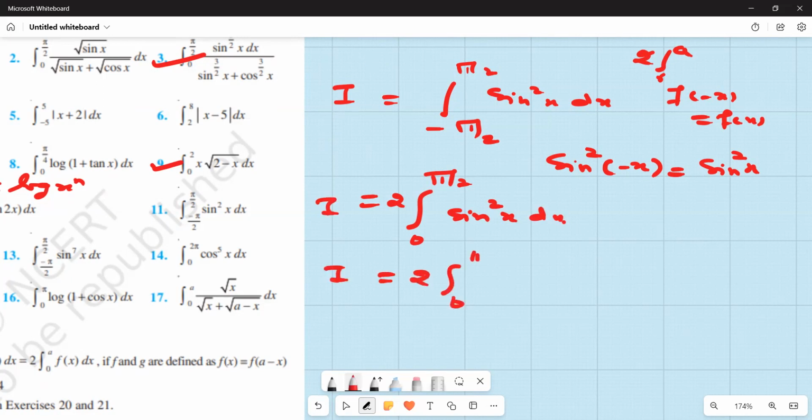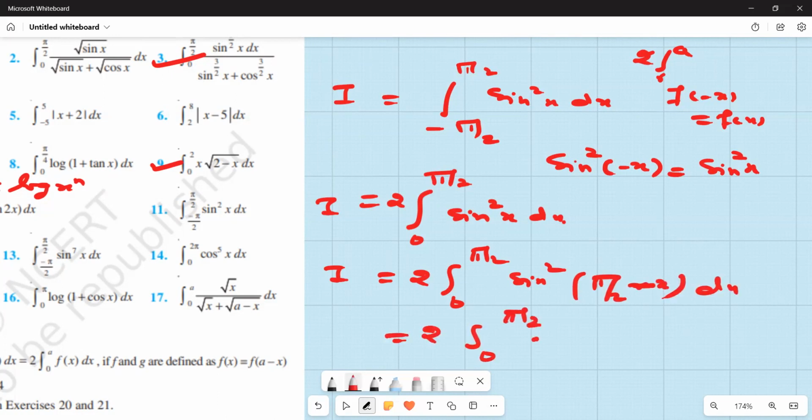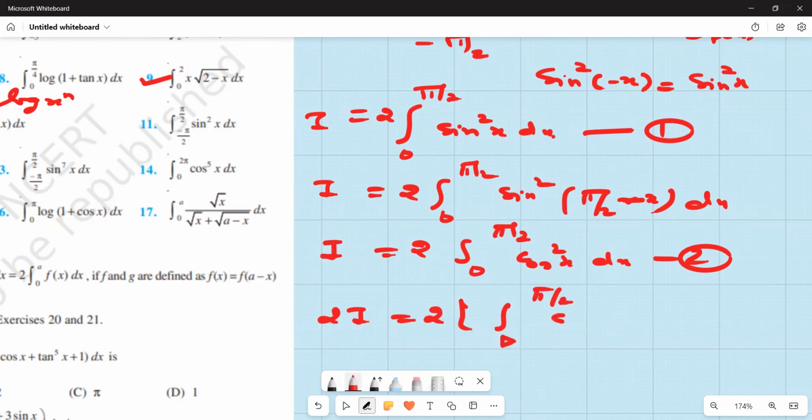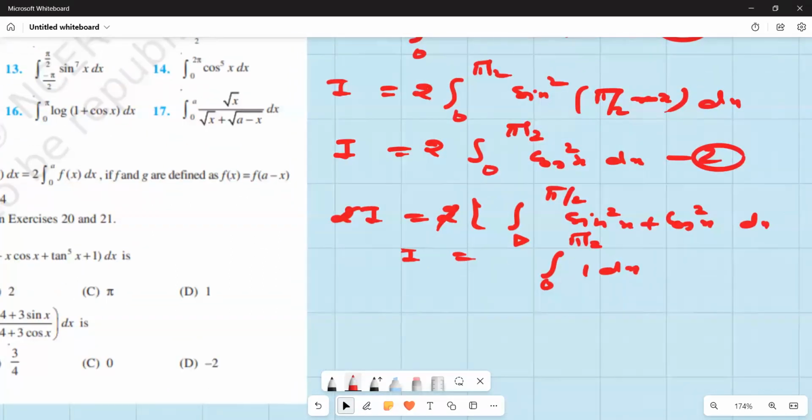Put pi by 2 minus x. So 2 times 0 to pi by 2 sine square of pi by 2 minus x dx. That is cos square, no? So this is 0 to pi by 2 cos square x dx. If you add 1 and 2, this is your 1, this is your 2, so 2I is equal to 2 common, 0 to pi by 2 of sine square x plus cos square x, which is equal to 1. And this 2 and 2 cancel. So I is equal to the integral of 1 dx, which is equal to x. So we put the upper limit. Clear?